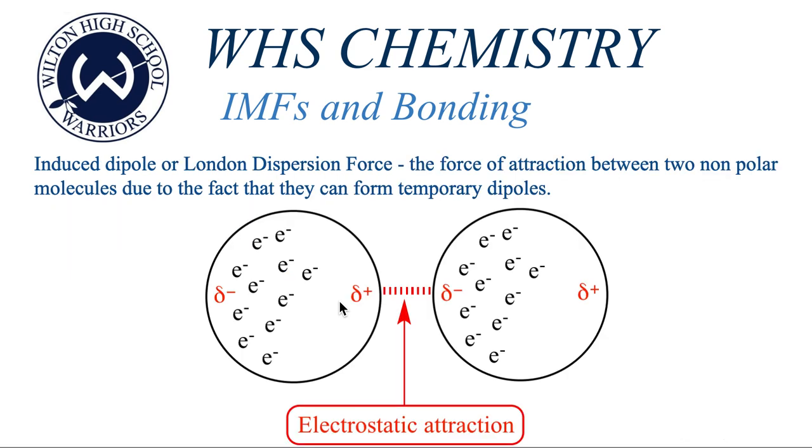So next is induced dipole or London dispersion forces. So this is the least attractive force between molecules. So it's the force of attraction between two nonpolar molecules due to the fact that they can form temporary dipoles. So this is what we call an electrostatic attraction here. These are two nonpolar molecules, and essentially the electrons, kind of like in the last example, are going to shift to try to form a temporary dipole or an intermolecular force, but this is very weak, so they would have low boiling points and melting points.